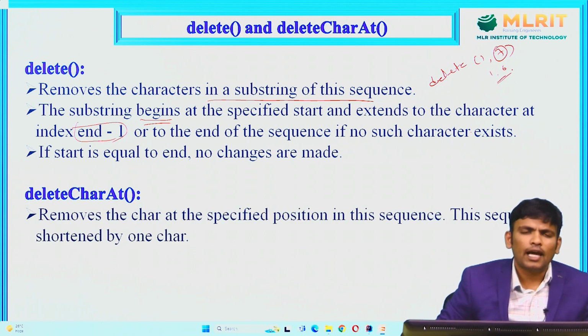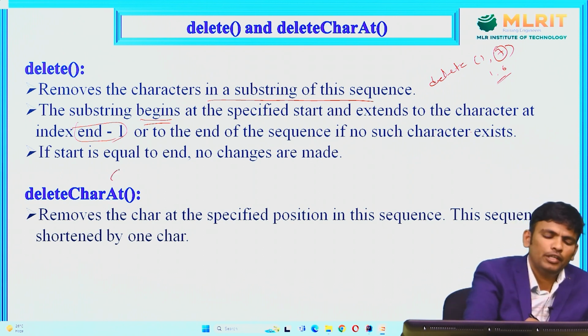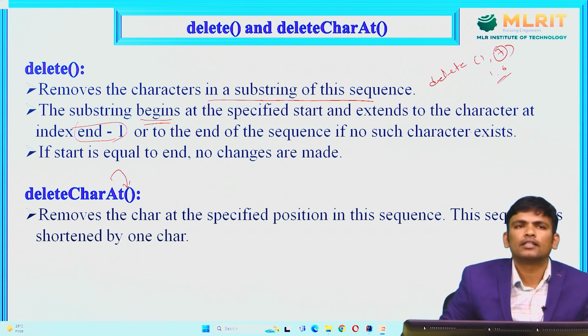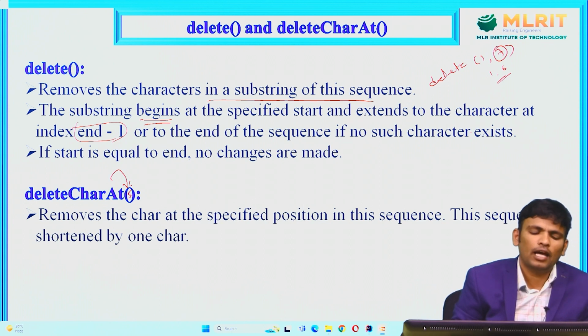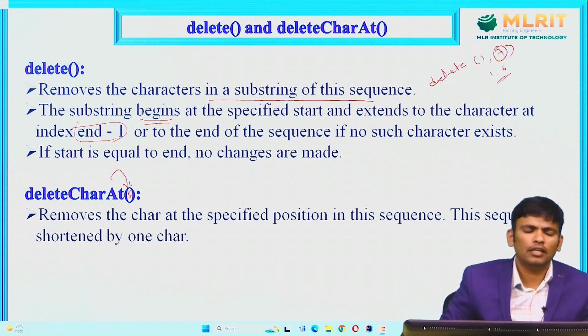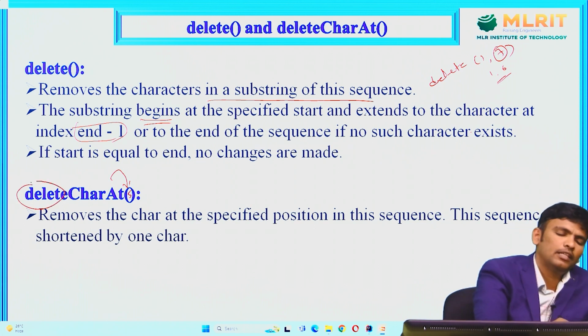And the deleteCharAt method deletes a character at a specified index. So in deleteCharAt we need to pass the index value. Suppose in deleteCharAt you pass 5, then the character at index 5 will be deleted automatically. Here we are just applying the delete operation, simple.